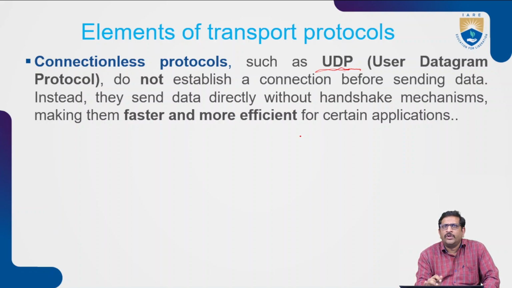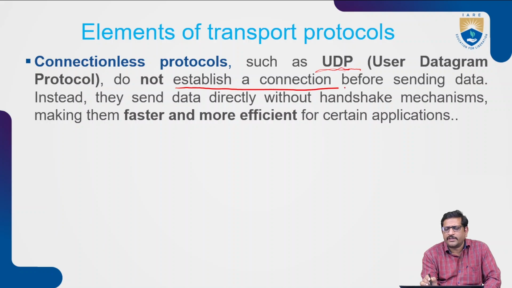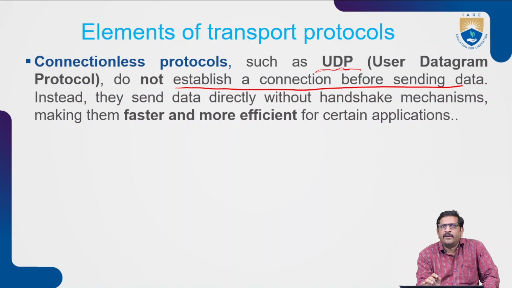UDP does not establish a connection before sending the data. But TCP establishes the connection before sending the data. The client and server machines establish the connection in TCP. But in UDP the connection is not required. It does not establish a connection before sending data between the client and the server machines. They send data directly without a handshake mechanism.